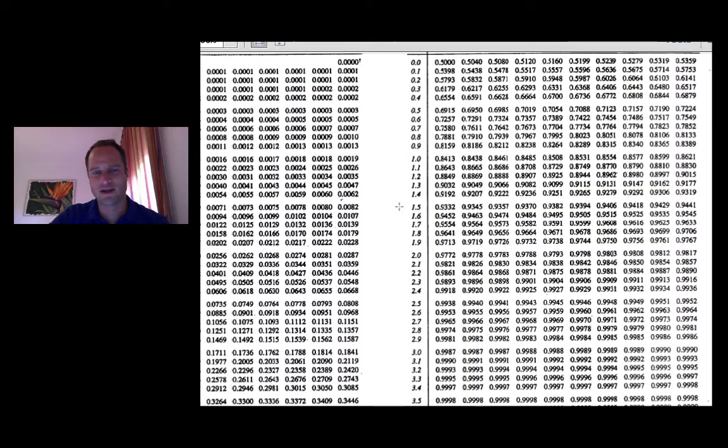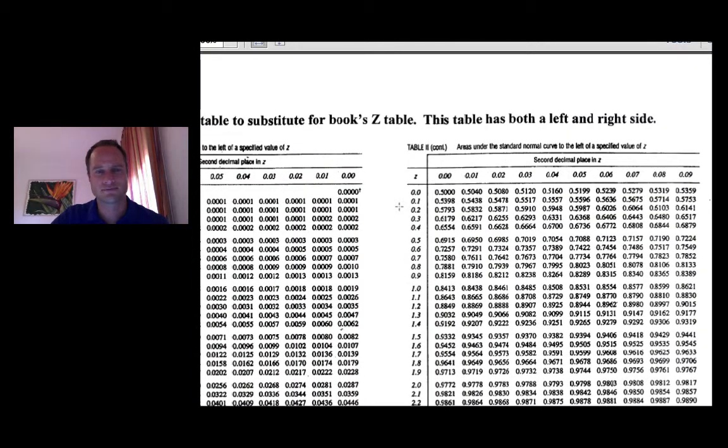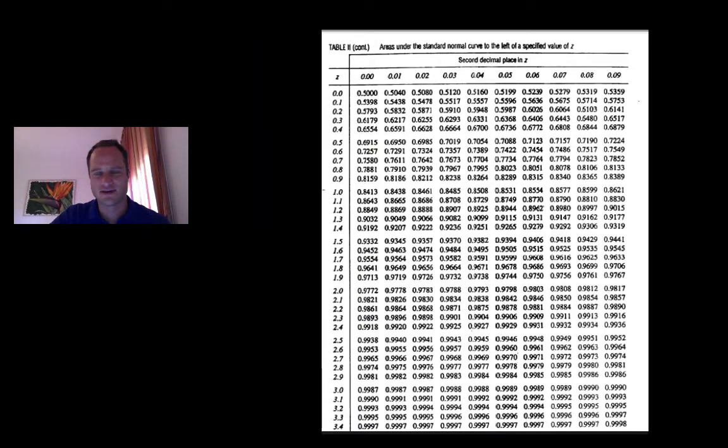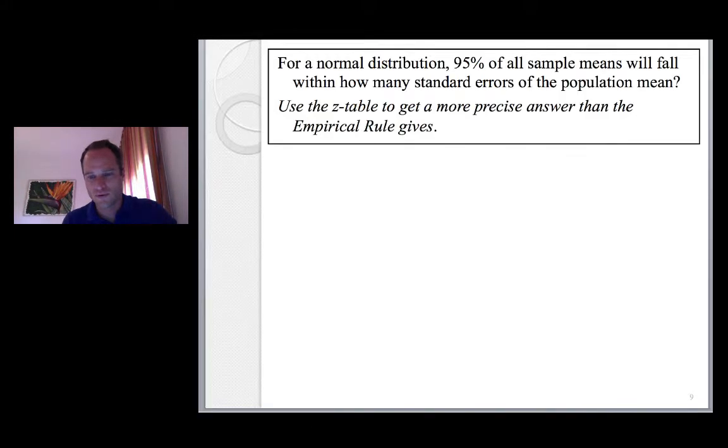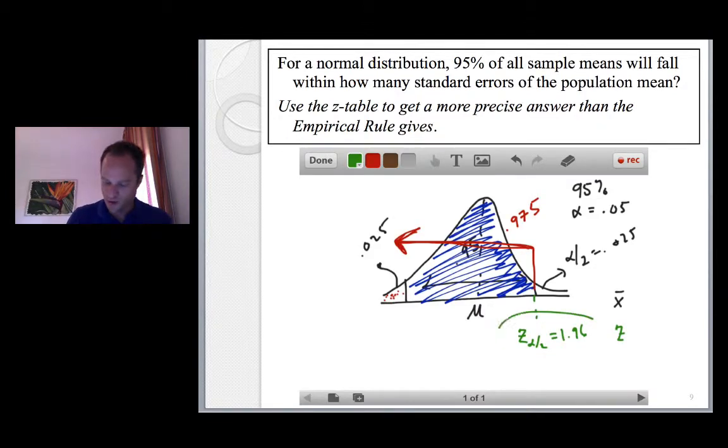So if I open my cumulative z table here, I'm on the positive side of this distribution with positive z-scores. And now I'm looking on the interior of the table. I'm looking for 0.975. And you can see it right there. And that corresponds to 1.96. So the answer to my question here is 1.96.